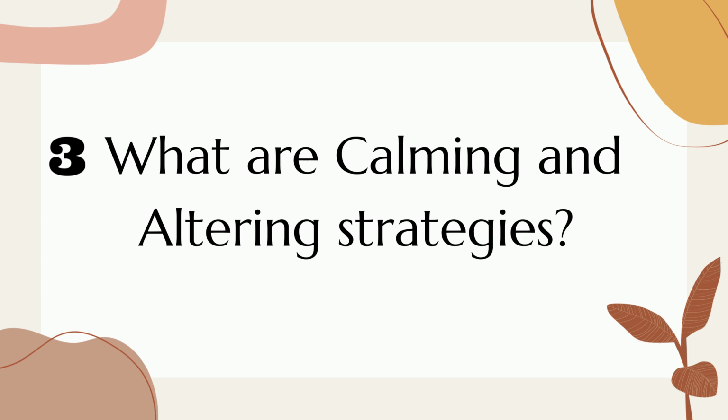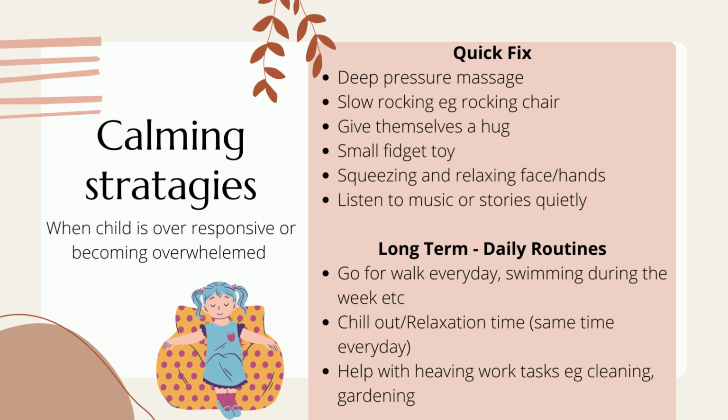So, moving on to the third learning outcome, which is calming and alerting strategies for your child. Calming strategies are general changes we can implement daily to increase your child's sensory diet when over responsive.